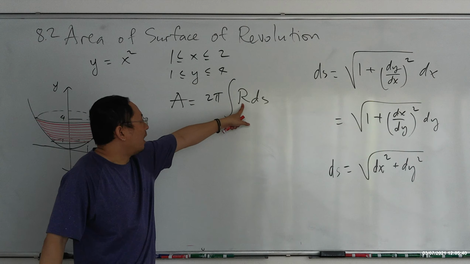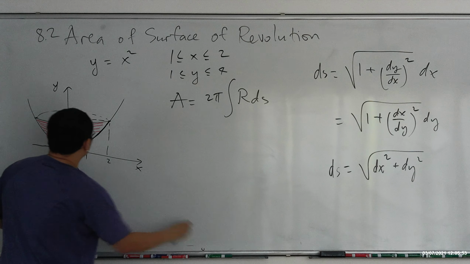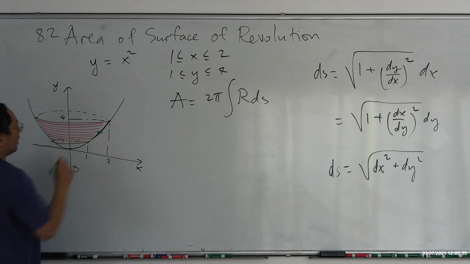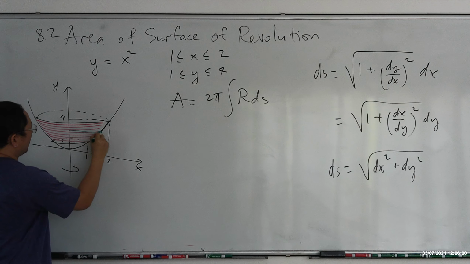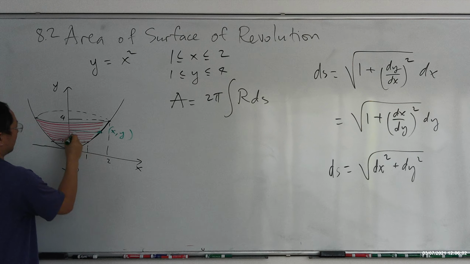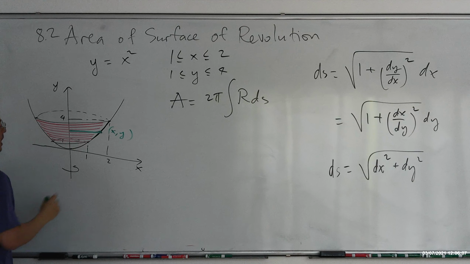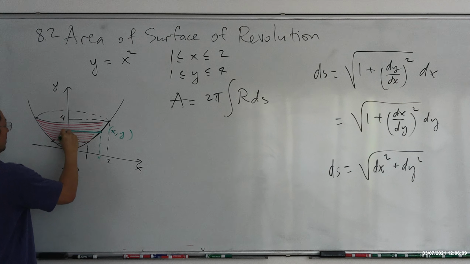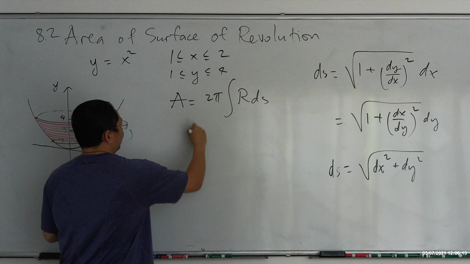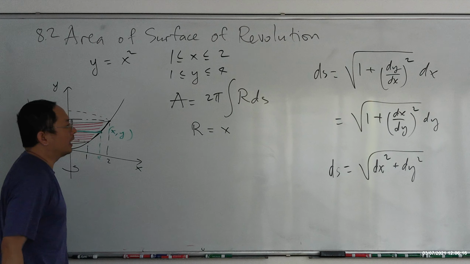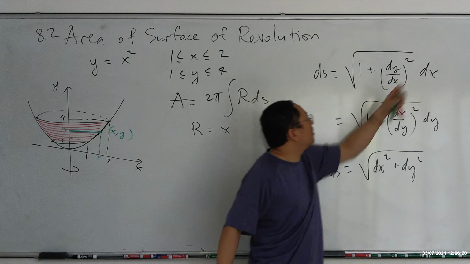So if we are rotating about the y-axis, you have any point on the curve. When x runs from 1 to 2, the point right here is x comma y, okay? So the radius is the distance to the axis of rotation. In this case, it's going to be x. This is x right here. This is y right here. So in this case, the radius r is equal to x. And since r is equal to x, I know the variable I'm using in here is going to be x, so I'm going to choose the first formula right here.